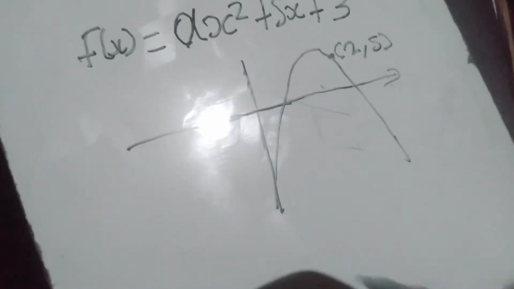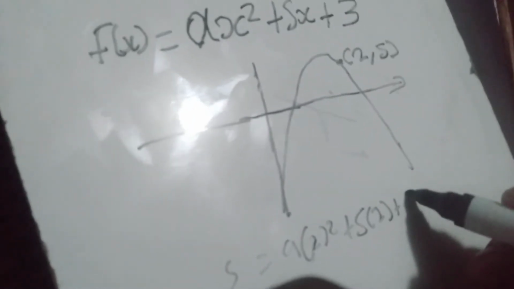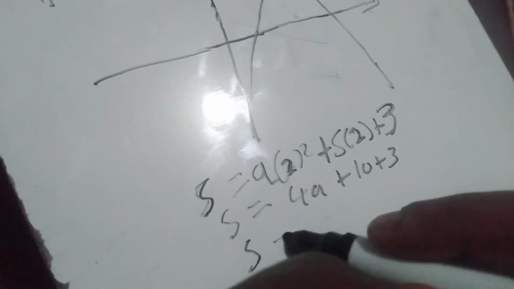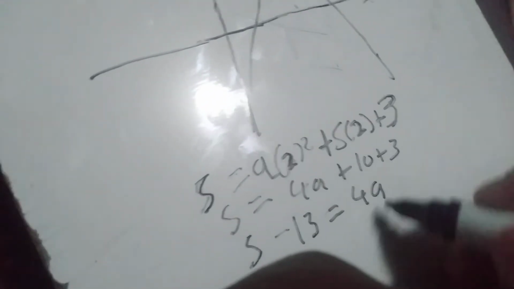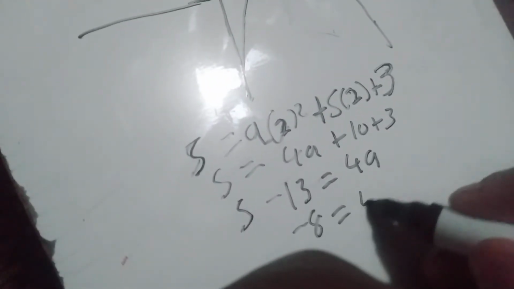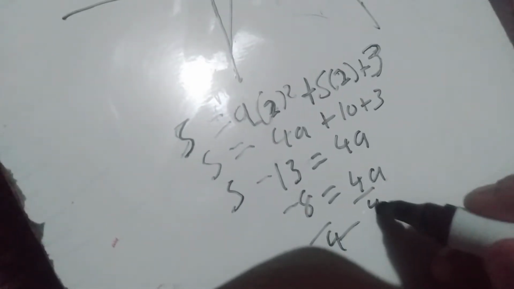So we're going to say 5 is equals to A into 2 squared plus 5 into 2 plus 3. And this is going to give you 5 is equals to 4a plus 10 plus 3. And 10 plus 3 is 13. If we take that 13 to the other side, it's going to be 5 minus 13 is equals to 4a. And then from there, 5 minus 13 is negative 8. So negative 8 is equals to 4a. And if we divide both sides by 4, we're going to get a is equals to 2.